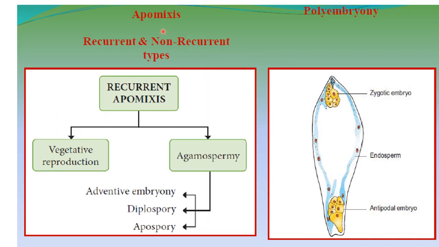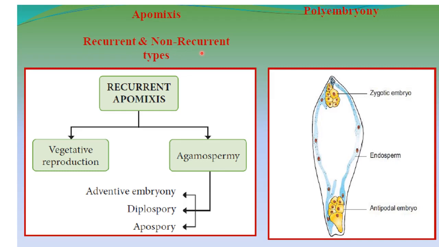We know fertilization involves the union of male and female gametes in plants. If reproduction or the embryo develops without the union of male and female gametes, the process is called apomixis. The term was first introduced by Winkler in the year 1908. Maheshwari classified this apomixis into two types, recurrent and non-recurrent.